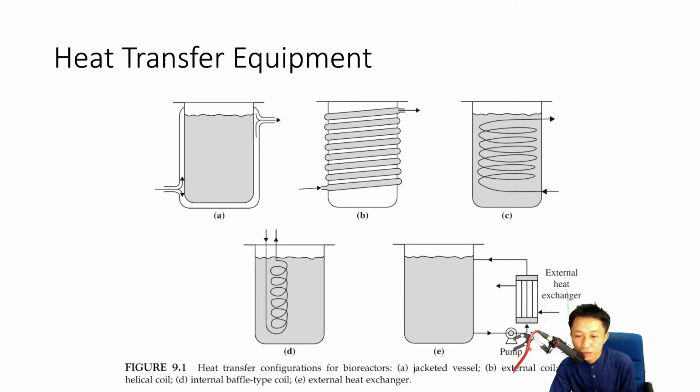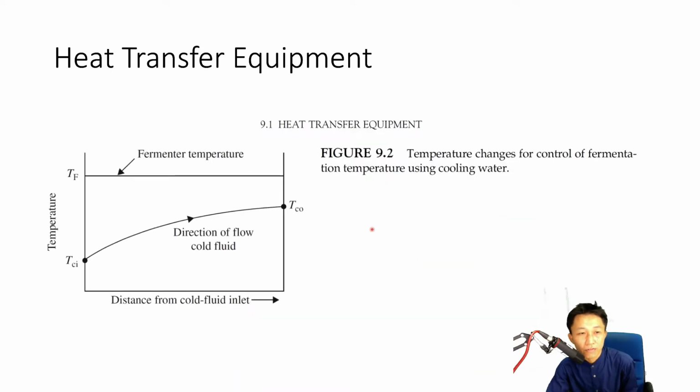And sometimes we use another exchanger to transfer the heat. This one is called a heat exchanger. So you just pump out your products, exchange the heat, and then feed it back to your system. This is how the heat transfer equipment looks like. We can come back to it later on and look at it later. And this is how we want to keep our fermenter temperature.